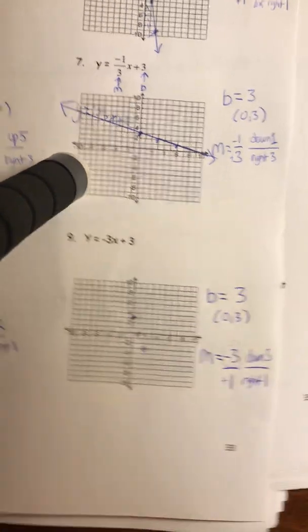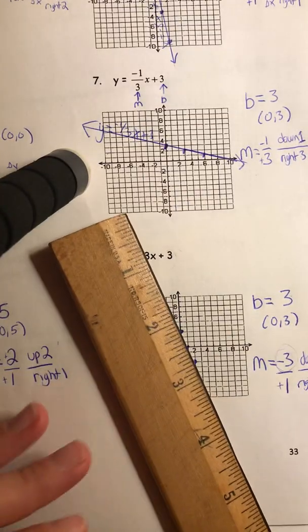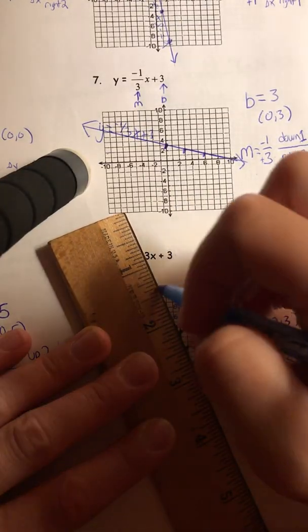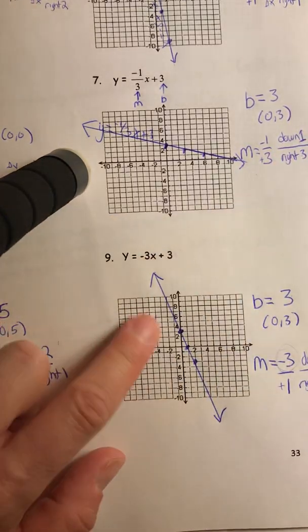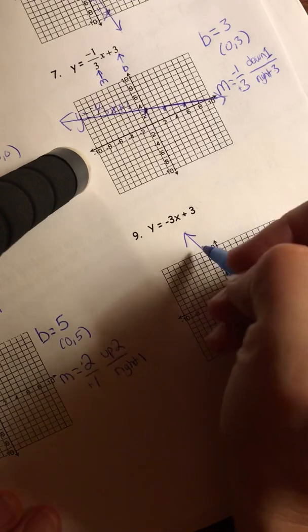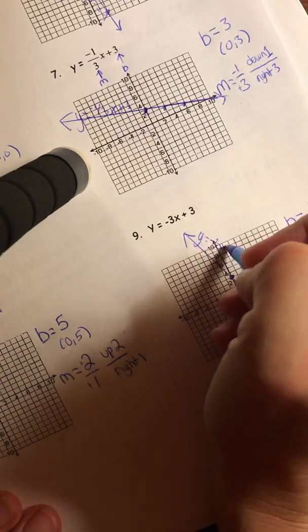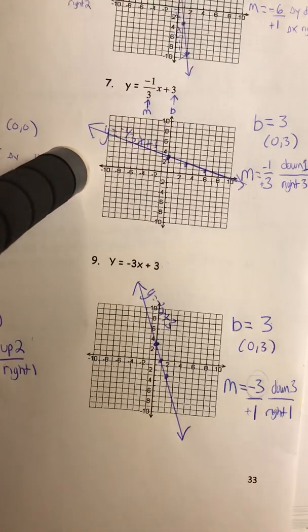Okay, now we're going to connect these dots with my old-fashioned ruler. And right, see how steep it is? I'm thinking no, right? So then we're going to label the line. y equals -3x plus 3. And there are another 3 examples.